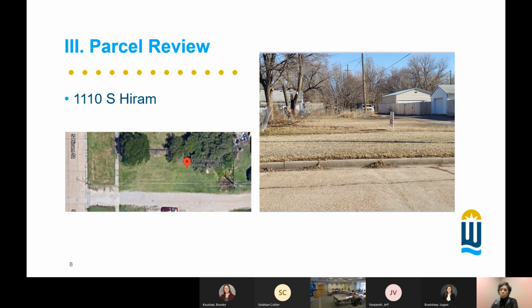Second it. Jerome, all in favor, say aye. Aye. Opposed, same sign.